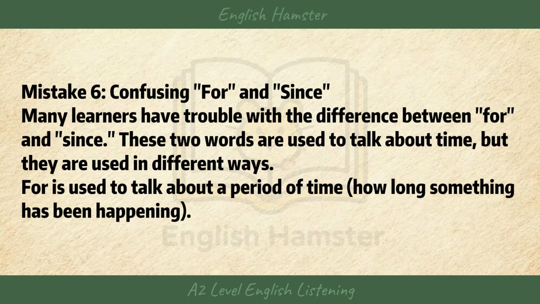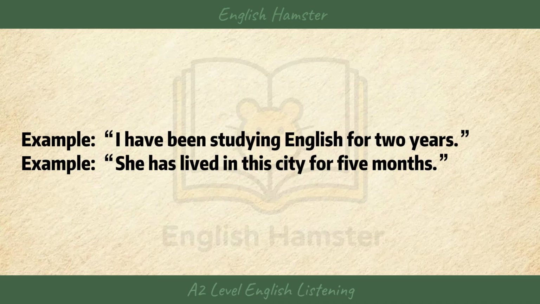Mistake 6. Confusing for and since. Many learners have trouble with the difference between for and since. These two words are used to talk about time, but they are used in different ways. For is used to talk about a period of time, how long something has been happening. Example, I have been studying English for 2 years. Example, she has lived in this city for 5 months.